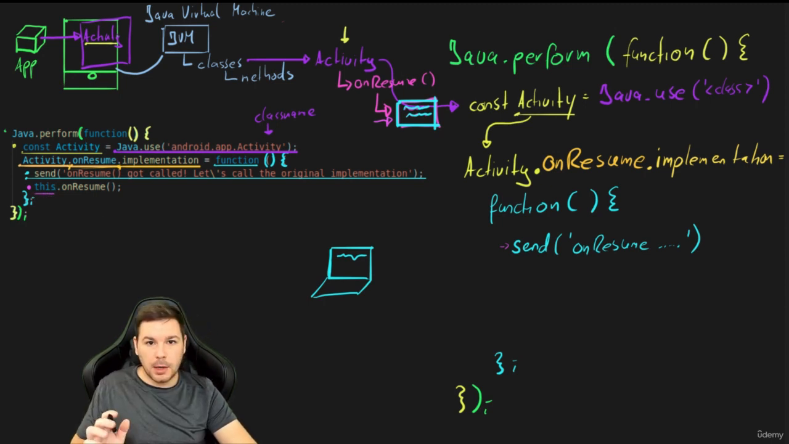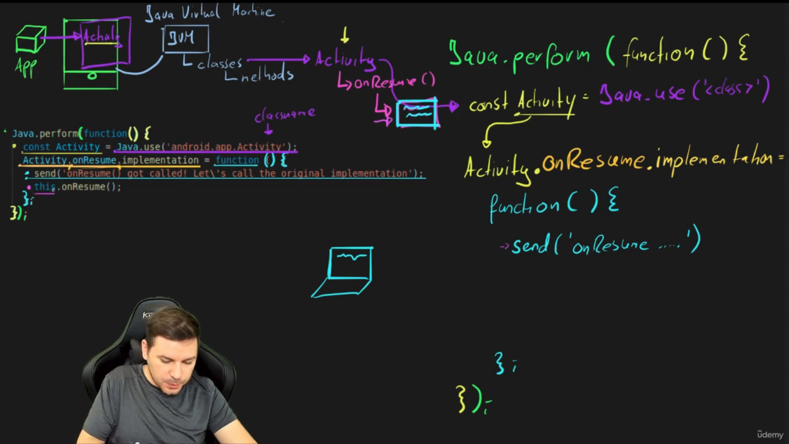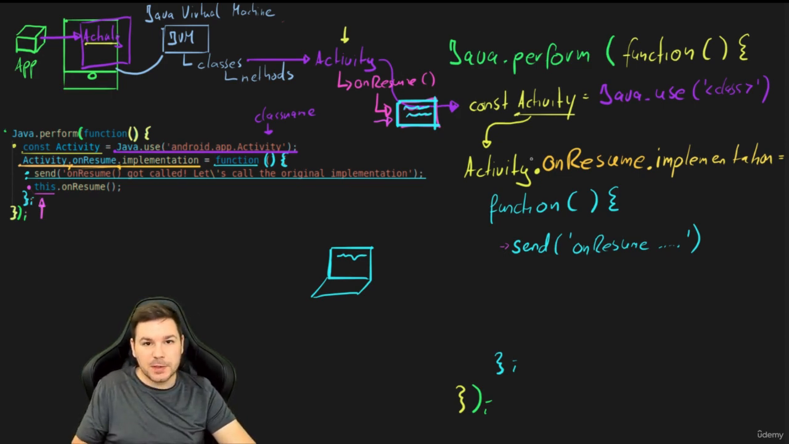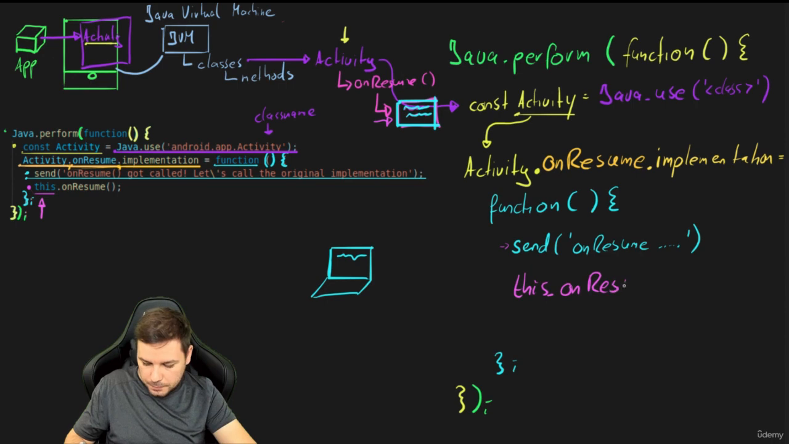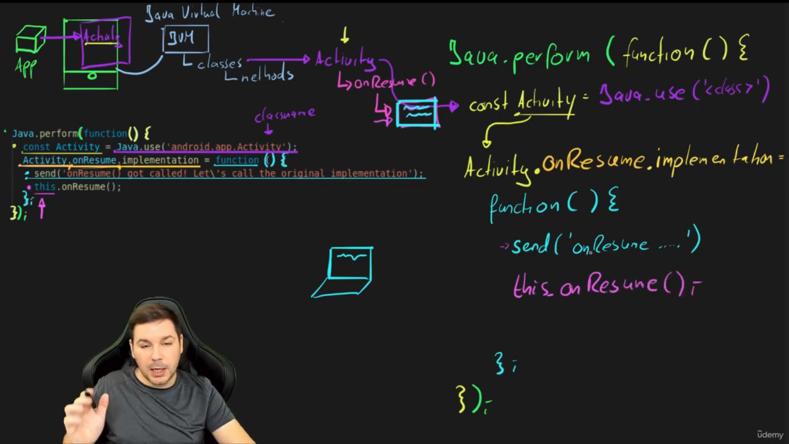This operator over here, this one, is now a reference to the original activity object. So if we are calling this dot on resume over here, this dot on resume, we are calling back the original function of this class over here.